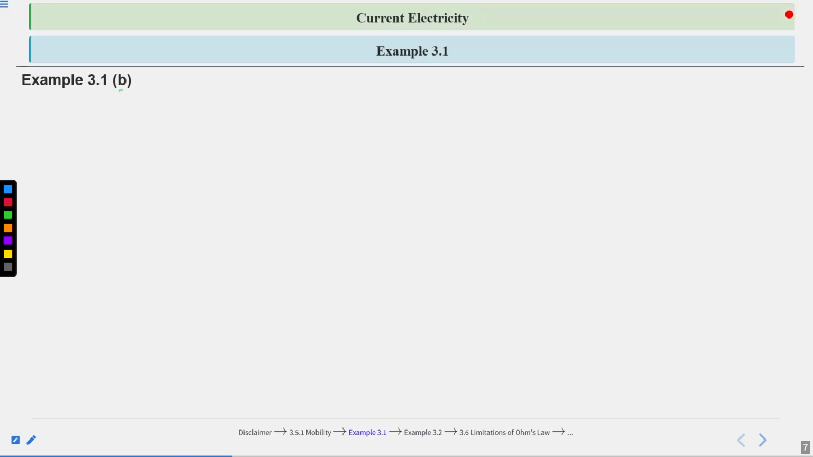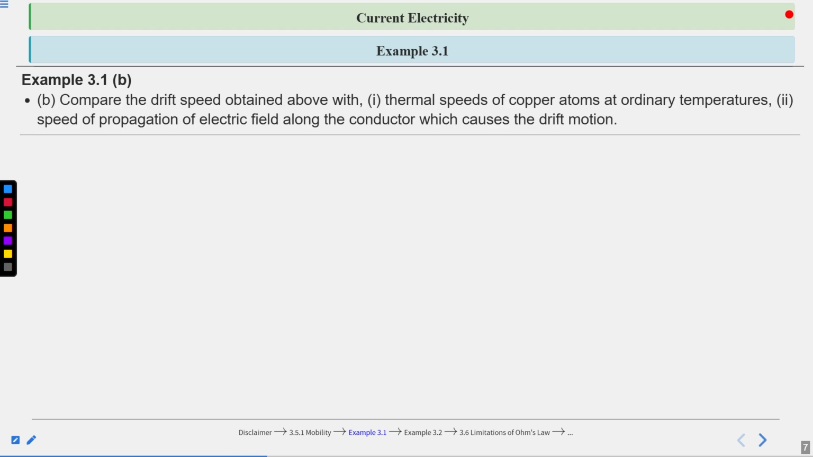So example 3.1 part B. Compare the drift speed obtained above with the thermal speeds of the copper atoms at ordinary temperature. Then compare it with the speed of propagation of the electric field along the conductor which causes the drift motion. So we have to compare the drift speed with two things: one is the thermal speed of copper atoms, and the second is the speed of propagation of the electric field. Okay, so coming to the first part.